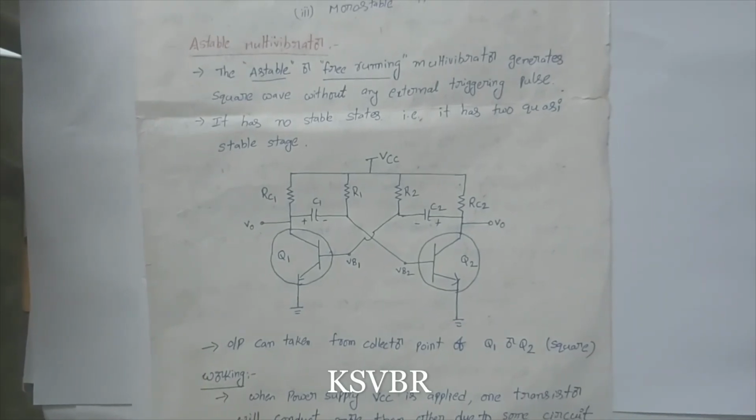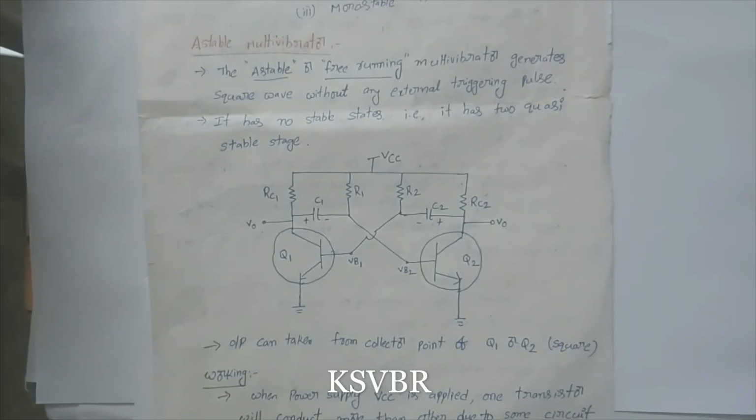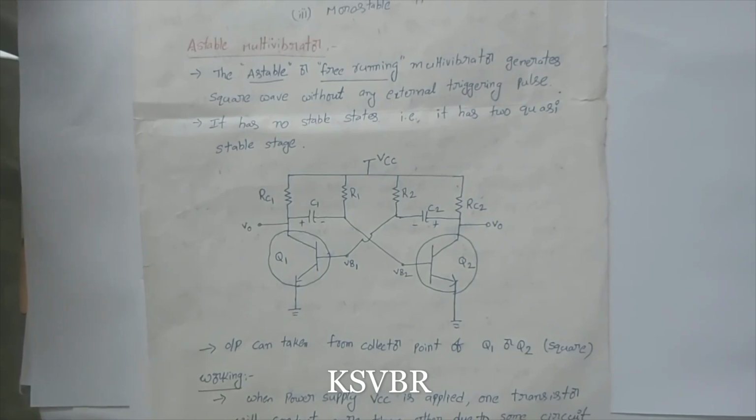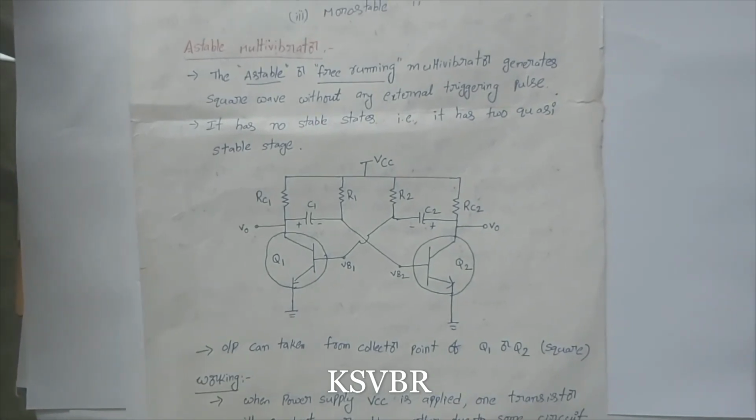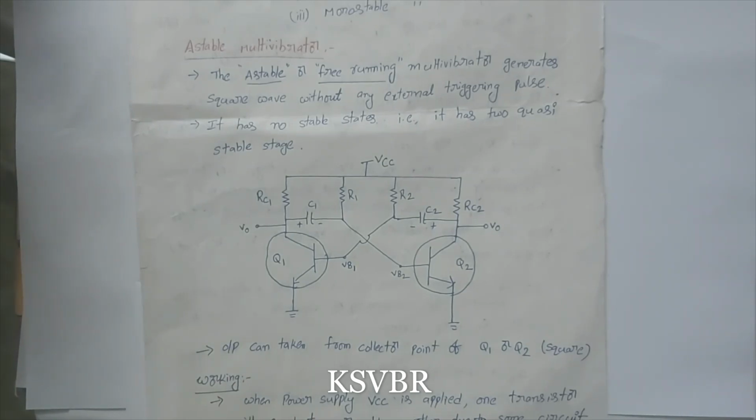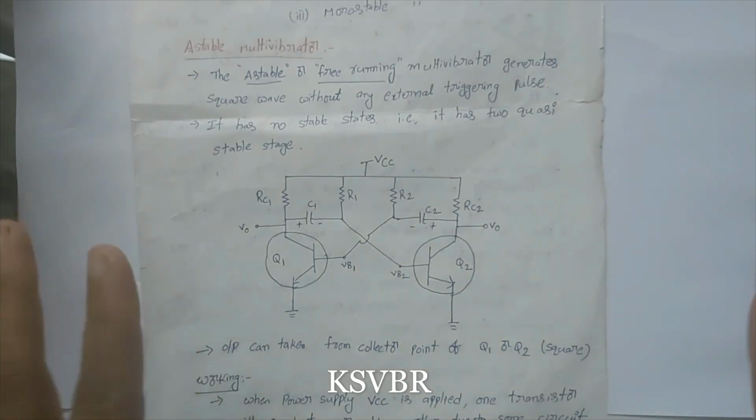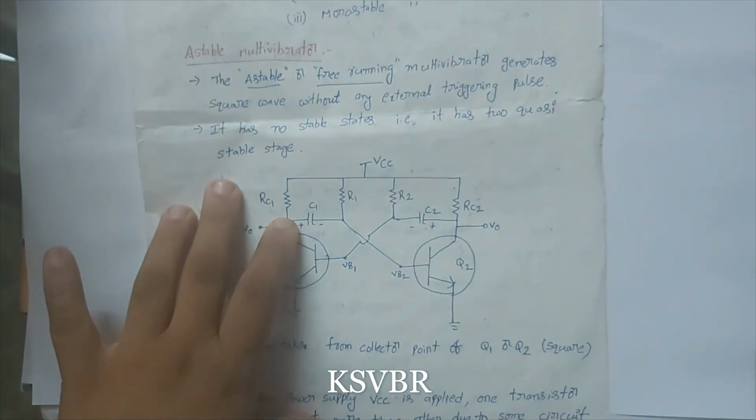Let us see our first multivibrator, that is the astable multivibrator. As the name itself indicates, it doesn't have any stable states. The two states of this are quasi-stable states. Let us see a couple of points about the astable multivibrator here.